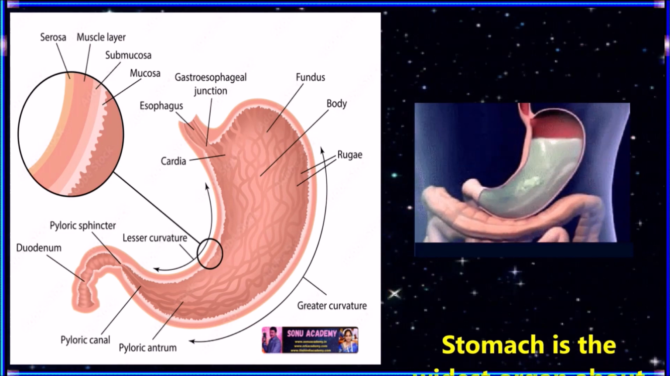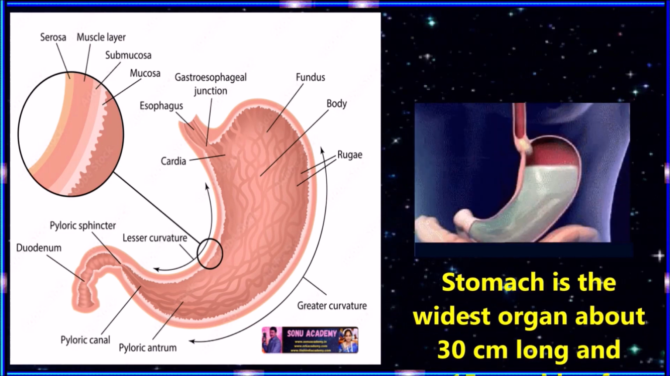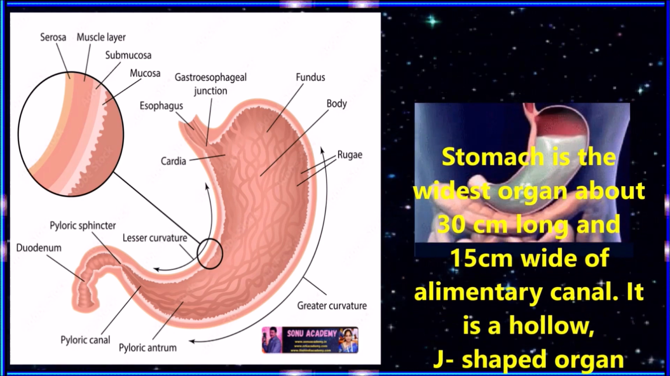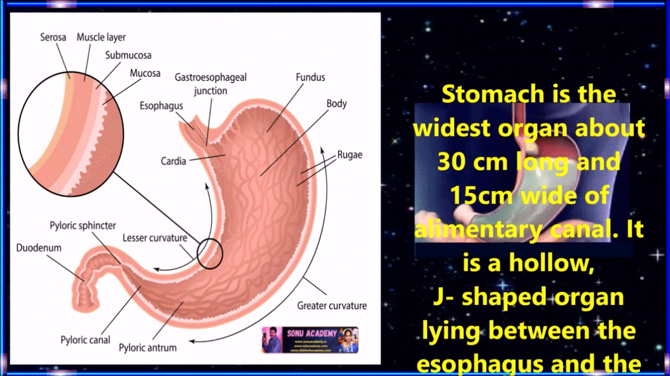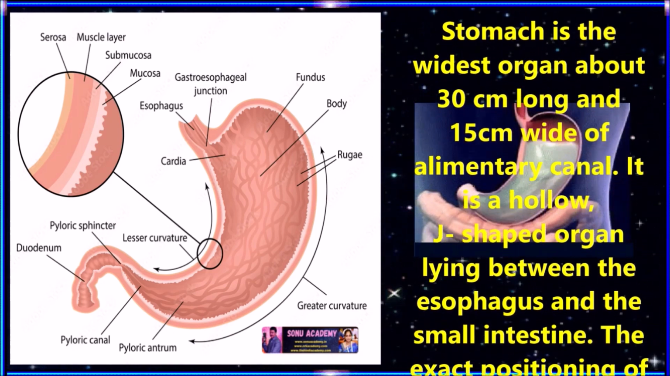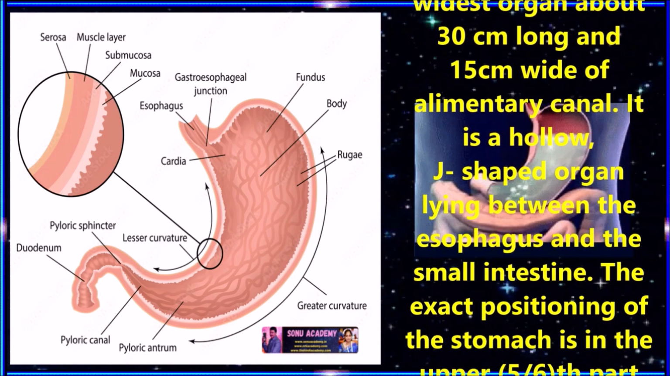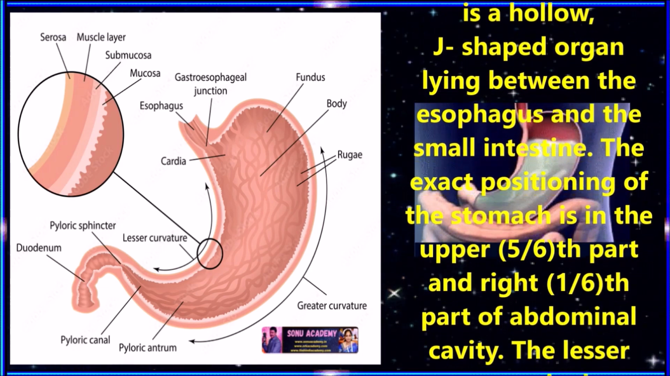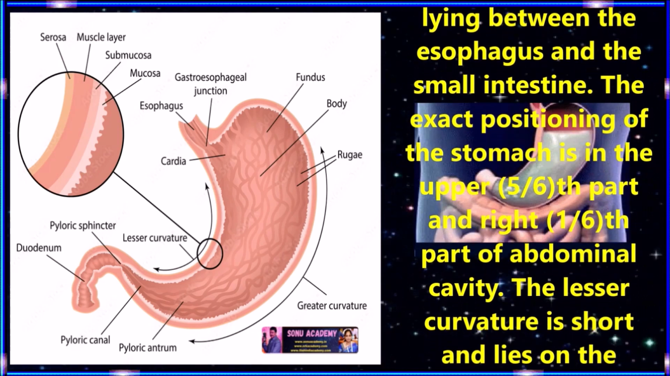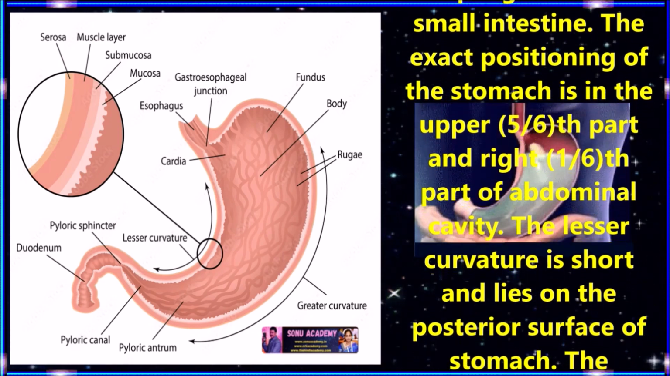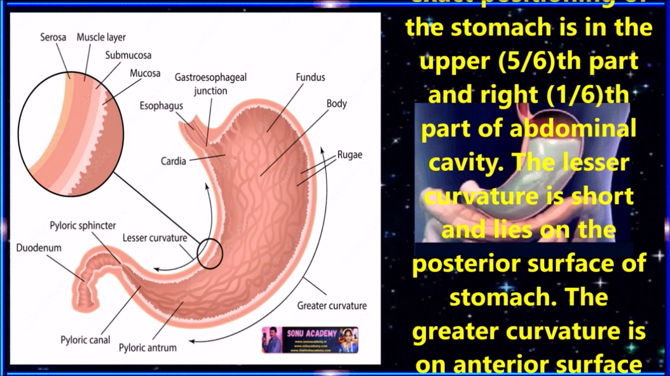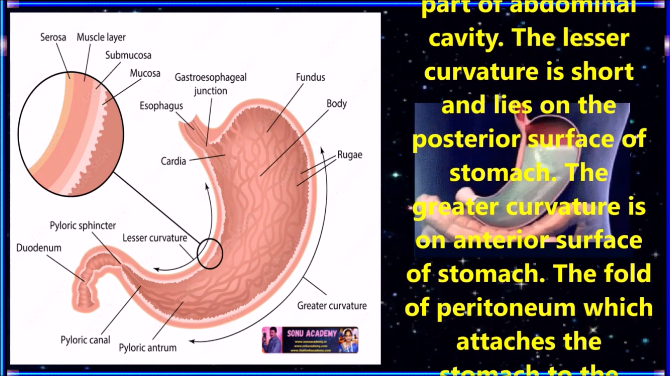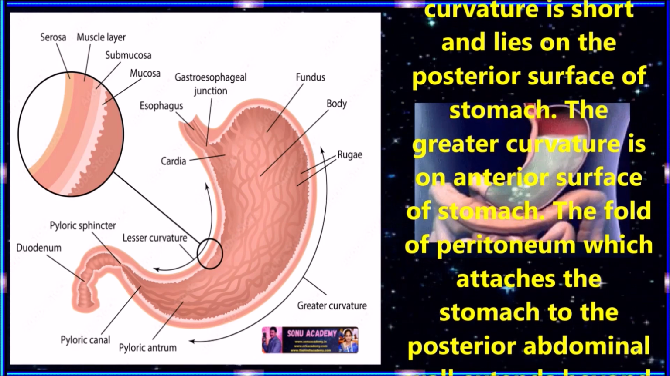Children, now let us discuss the structure and function of the stomach. Stomach is the widest organ of the alimentary canal, about 30 centimeters long and 15 centimeters wide. It is a hollow J-shaped organ lying between the esophagus and the small intestine. The exact position of the stomach is in the upper 5/6 part of the left 1/6 part of the abdominal cavity. The lesser curvature is short and lies on the posterior surface of the stomach.